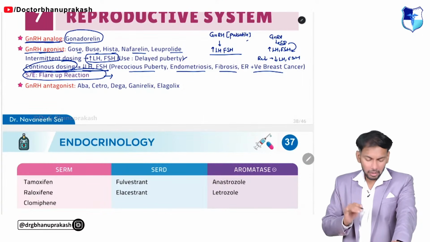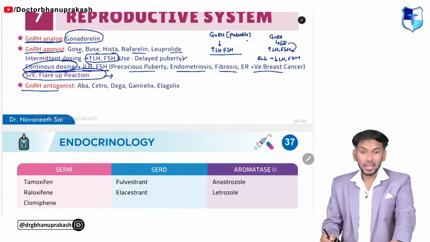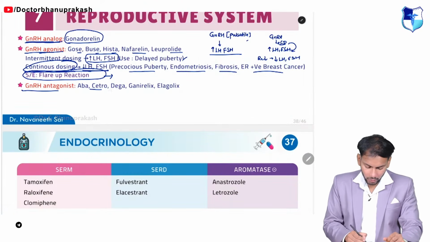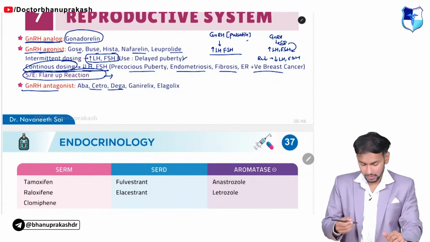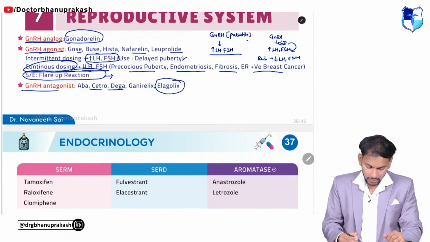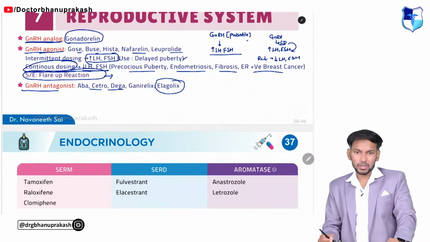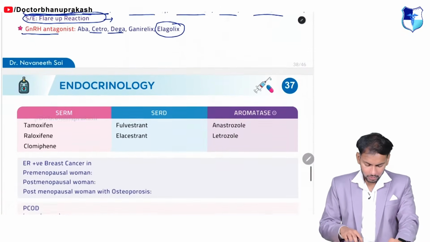To prevent this, we have made GnRH antagonists. These are Abarelix, Cetrorelix, Degarelix and Ganirelix. Yes, now we also have a tablet that is Elagolix. Elagolix. That's all about the GnRH analogs.